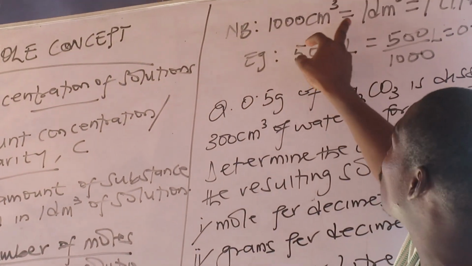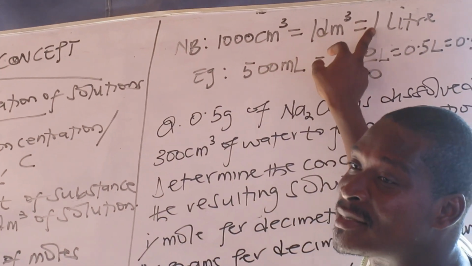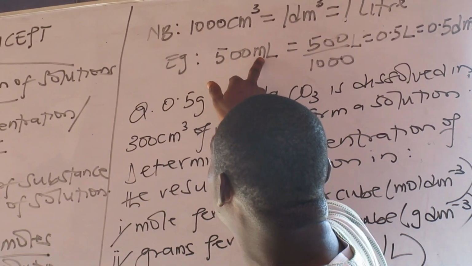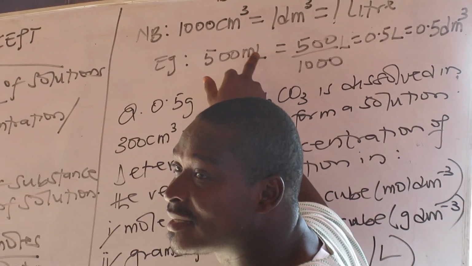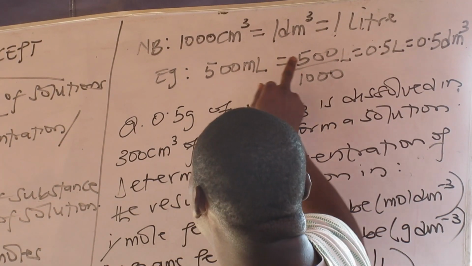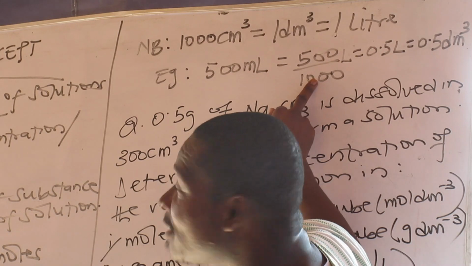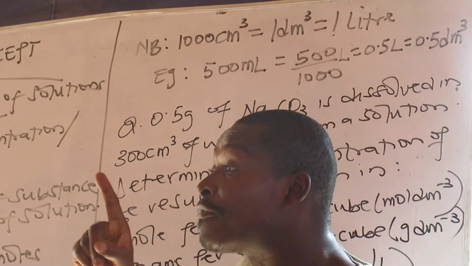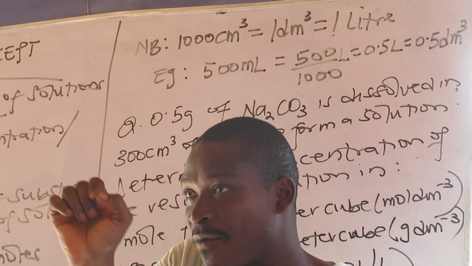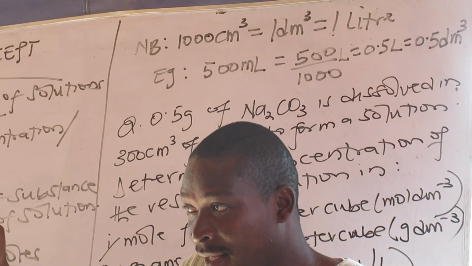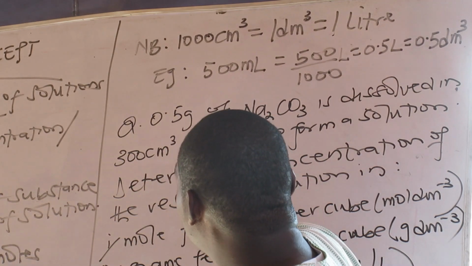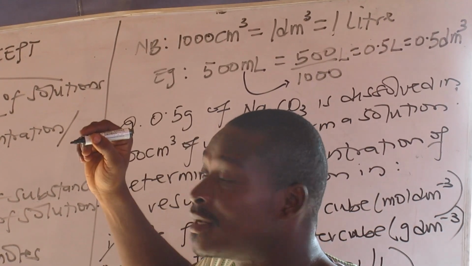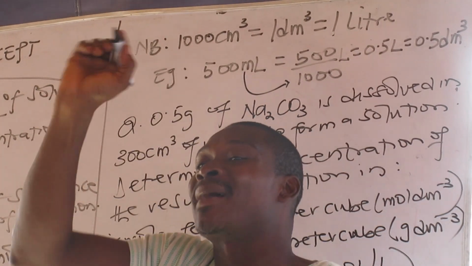Now, let's see something here. 1000 cm cube equals 1 decimeter cube. It's the same as what we call 1 liter. When you take your sachet water, it's written 500 ml. And ml, this is milliliter. Milli in mathematics means divide over 1000. So it means the sachet water that you drink is 0.5 liter, it's half a liter. But it is tagged 500 milliliter, ml. So anytime you see ml, this m here is tantamount to dividing by 1000. So it can be 500 times 10 raised to the power minus 3.